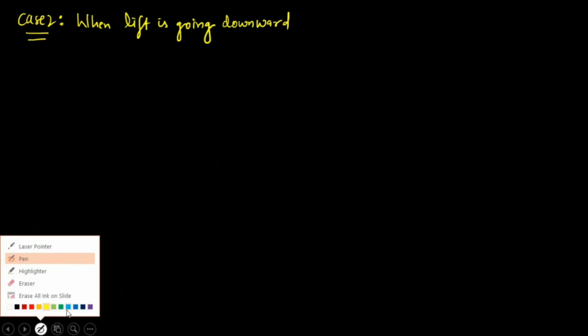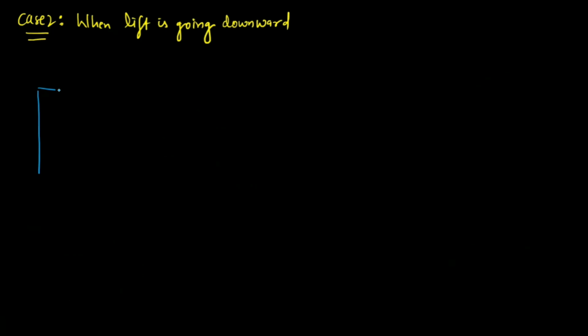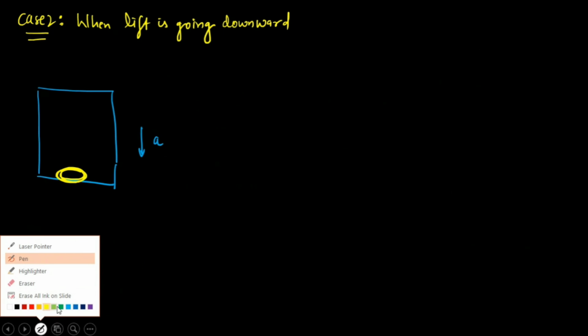Now the second case: the lift is going downward. What is the net weight experienced, or shown, by the weighing scale when the lift is going downward? Again we'll do the same process. We'll assume that there is a lift going downward with some acceleration a. Again there is that weighing scale, and the person is standing on it.